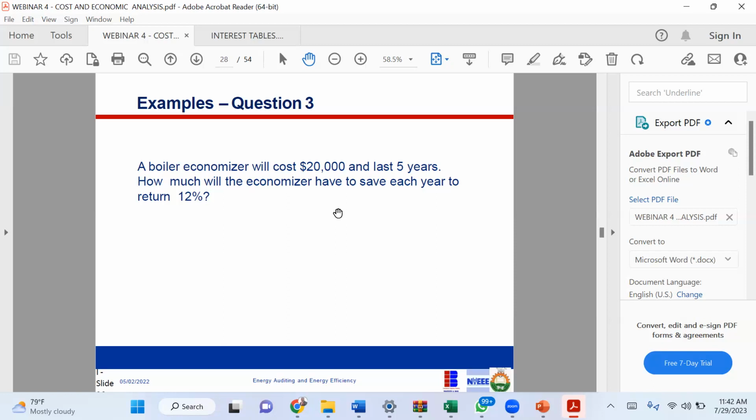Is it P? Is it the present amount? Sorry? That's present what? Thank you. That is the investment amount. The investment, the money today. What is the lifespan of the project? 5 years. What is the interest rate? 12%. So well, let's solve it ourselves.